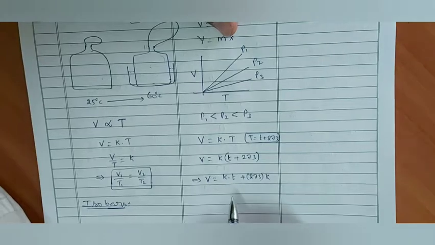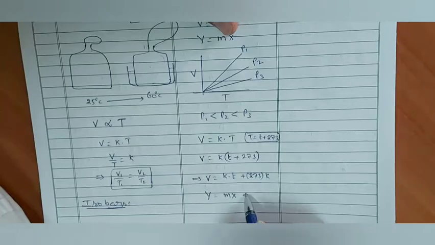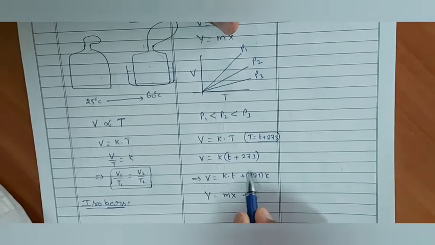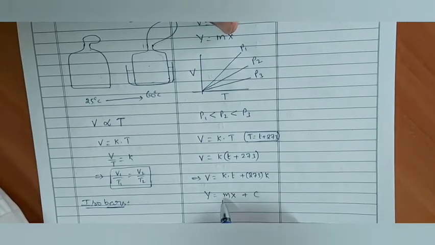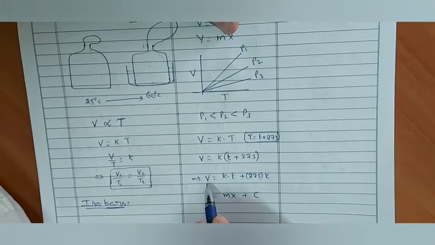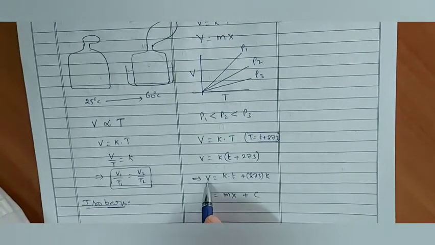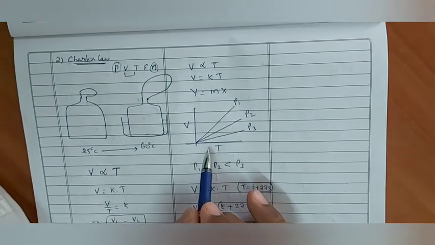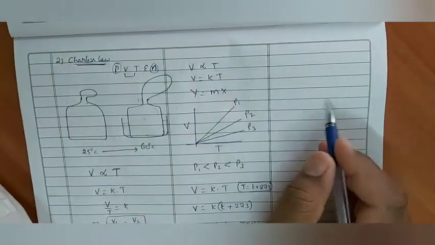This is in the form of y equals mx plus c. Observe carefully, 273 is constant, K is also constant. Multiplication of these two gives another constant. K is the slope, in the place of m. On the x-axis we are going to take small t, and on the y-axis capital V, volume. Previously we drew the graph between volume and capital T. Now we are going to draw the graph between volume and small t. Let us see.